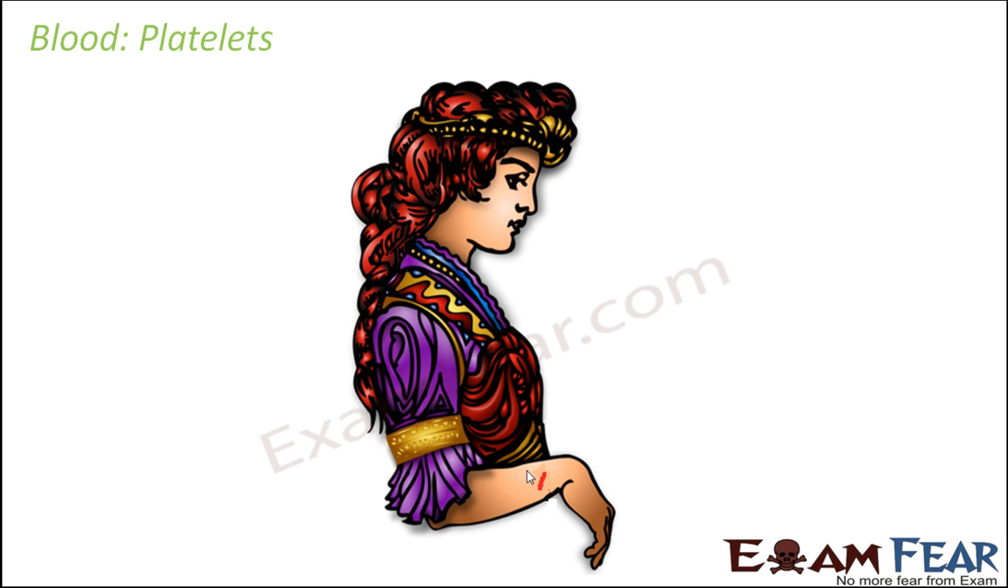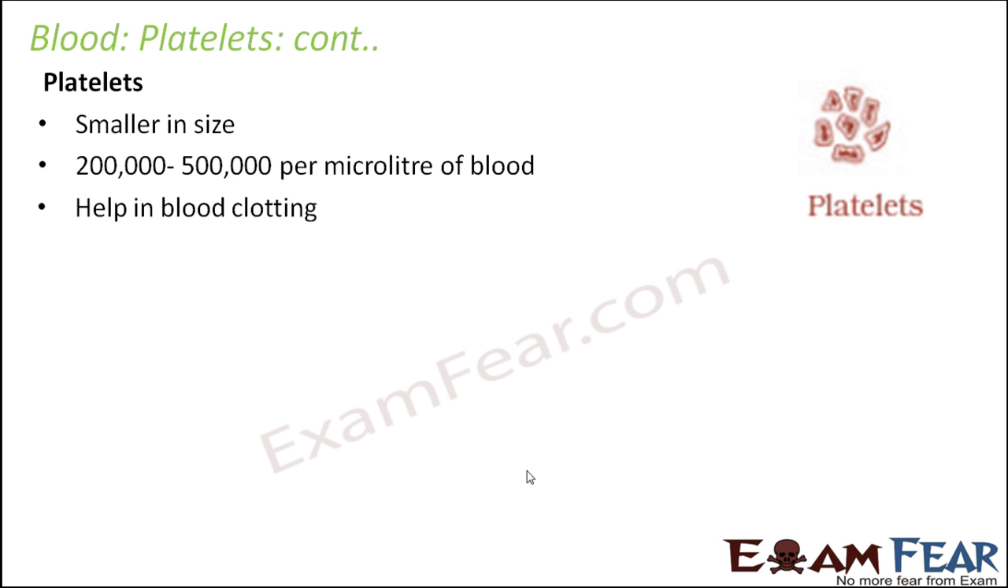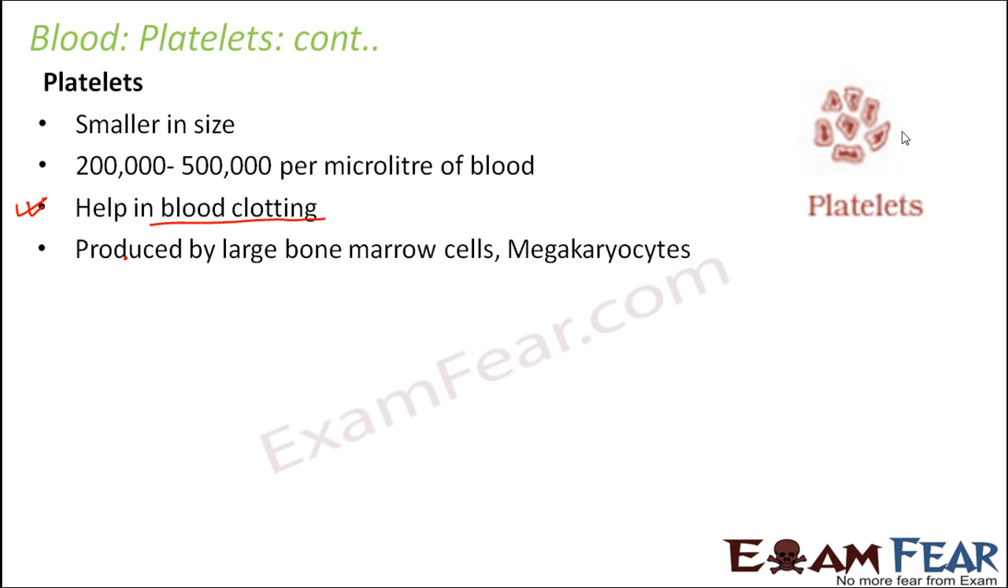Platelets are extremely small in size when compared to RBCs and WBCs. They exist in large numbers, maybe around 2 to 5 lakhs per microliter of blood, which is still less than the RBCs because they were in millions per microliter. They help in blood clotting. That is the most important part about the blood platelets. Here you can see they are quite small cells. They are produced by large bone marrow cells called megakaryocytes.